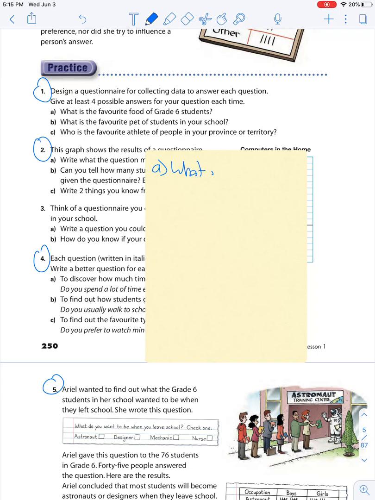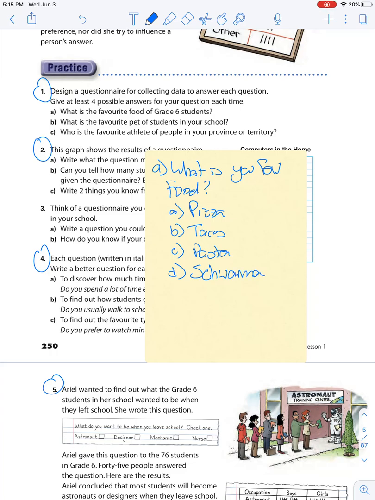All right, so first one is, what is the favorite food of grade 6 students? Okay, so we could say, what is your fave food? And then we'd give 4 options. Pizza, tacos, pasta, what else? Shawarma. How do you spell shawarma? S. And then we have to say other. Okay, so there you go. So something kind of along those lines.